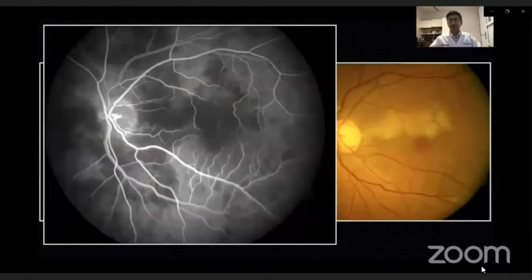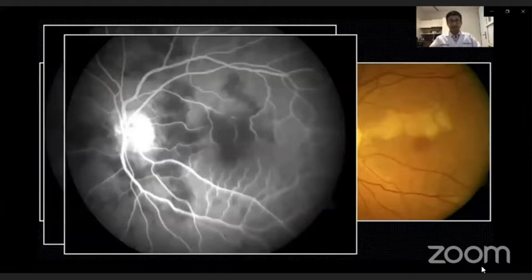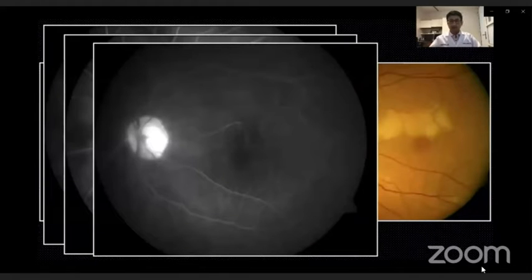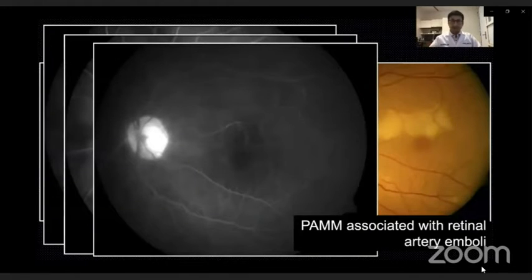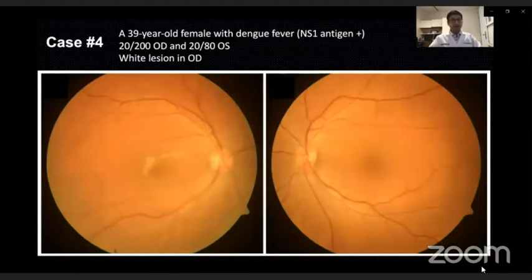And fluorescein angiography shows you ischemia of the retina. And in the late phase, you can see it more clearly. So this is a PAM associated with retinal artery embolization. Next case is of a 39-year-old female.